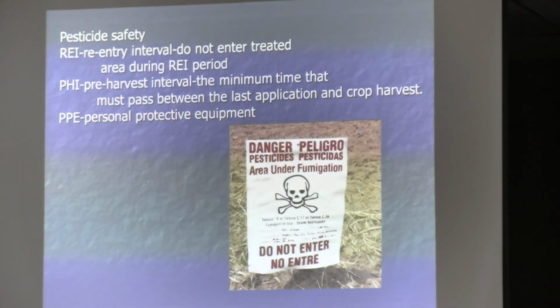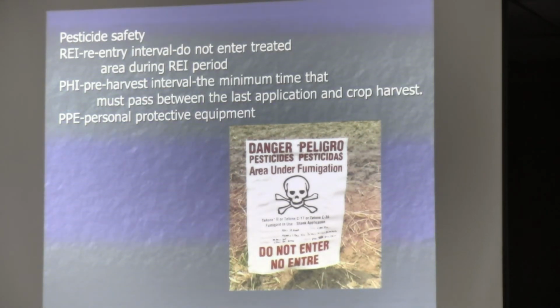I want to talk a little bit about pesticide safety, and this goes regardless of the type, whether it's organically approved, whether it's conventional. You're still dealing with a product which is intended to cause some harm to a particular type of organism. Some of the things that you typically encounter is what we call REI. You can see that on labels. REI stands for re-entry interval.